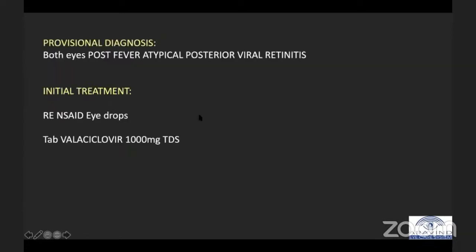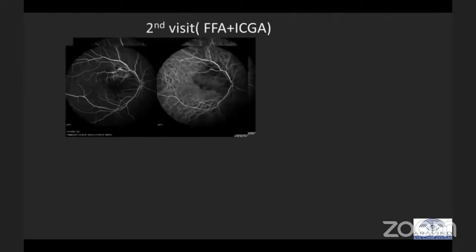So here our provisional diagnosis was post-fever retinitis, probably viral. And considering viral, we started the patient on oral valacyclovir 1000 mg TDS with topical NSAID drops. So at this second visit, we did the FFA here.